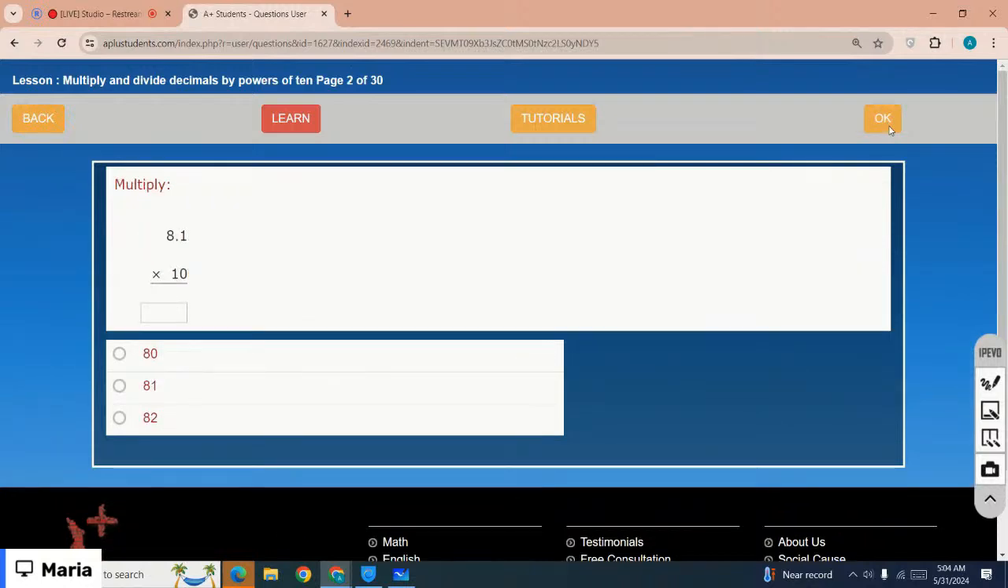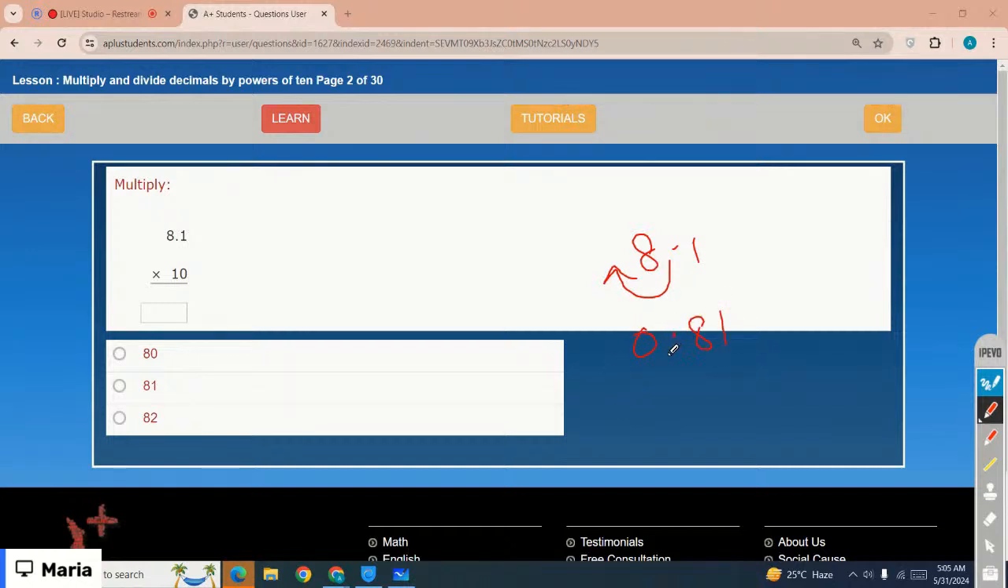The next one is 8.1 times 10. So 10 has only one zero, right? That means you need to move the decimal point one place. You have 8.1. So you need to move the point one place left. That would be 0.81. If you don't have any digit here, you write the decimal point or you don't write, that would be 81.